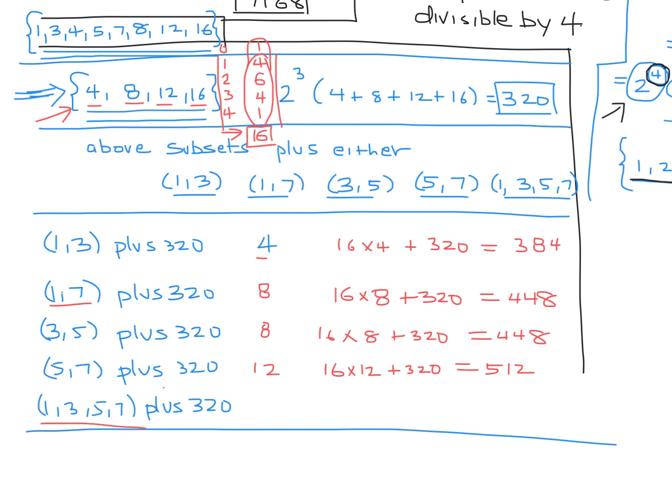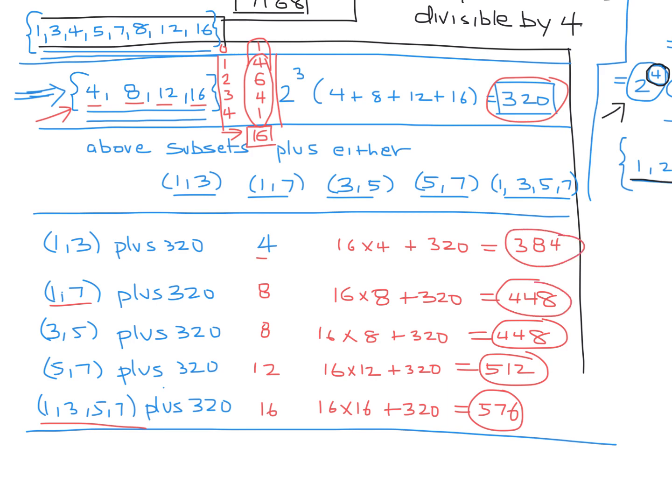Oh, this one's a little bit different then. This is now, what's the total here? 16 this time. So it's 16 times 16 plus 320. And that is 576. So now we have to add all these guys. This 320 plus 576 plus 512 plus 448 plus 448 plus 384. And when you add up all those guys, you get 2688. And that is the final answer to this question.